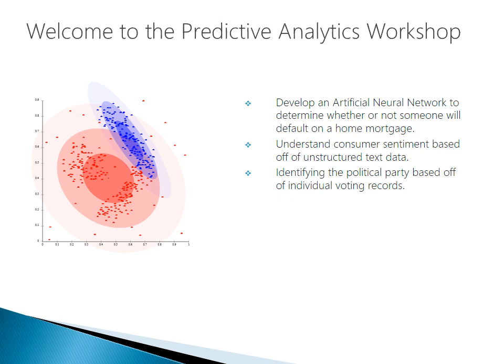We will identify the political party based off of individual voting records. And the way that we'll do this is through our association analysis technique in kind of a novel way. So there are many ways that we can look at voting behavior and make a determination of what political party somebody's in, but this is a more interesting way to go about that.